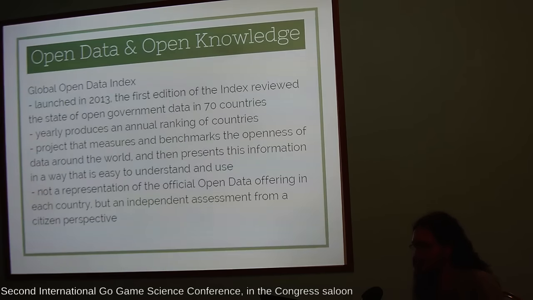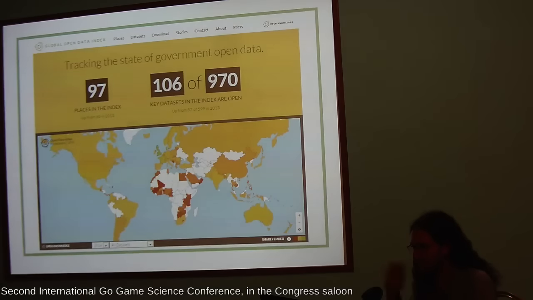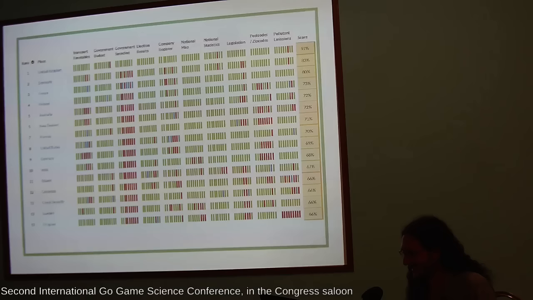Official instruments by the government, but it's an independent assessment from the citizen perspective. So this is the main website of the project. You can see the map. Of course, the greener, the more open, so the better, and the red one not so good.